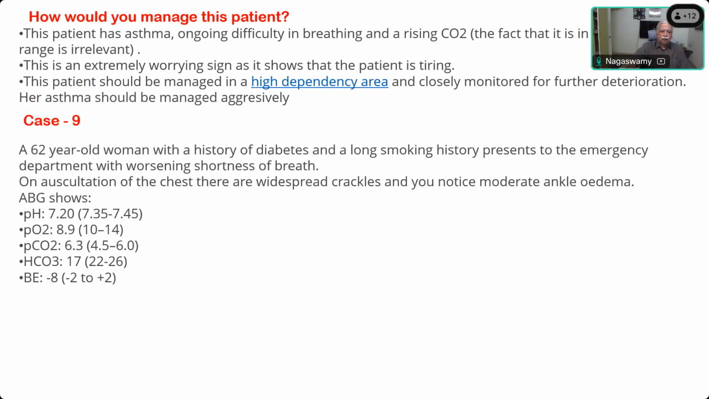A 62-year-old woman with a history of diabetes and a long smoking history presents to the emergency department. There are a lot of crackles in the chest, and marked ankle edema is also there. ABG is acidotic, PCO2 high, bicarb low, base excess negative 8. What is the diagnosis?